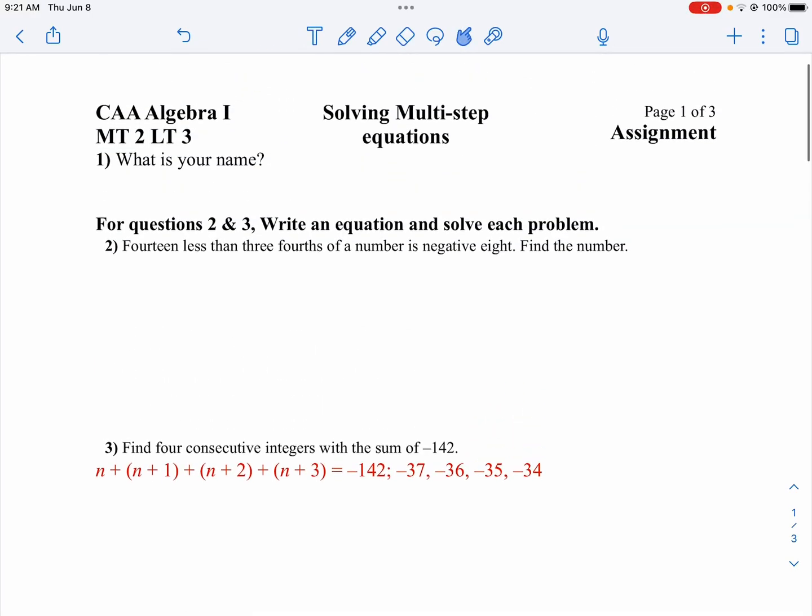Let's take a look at your LT3 assignment here. The first question, don't forget your name. Can't give you credit if you don't put your name on it.